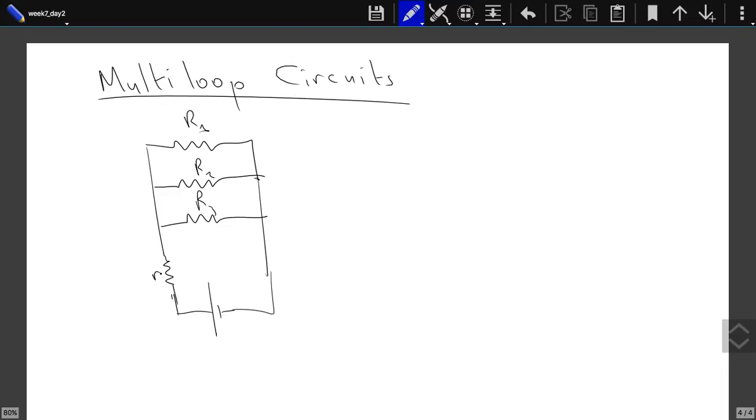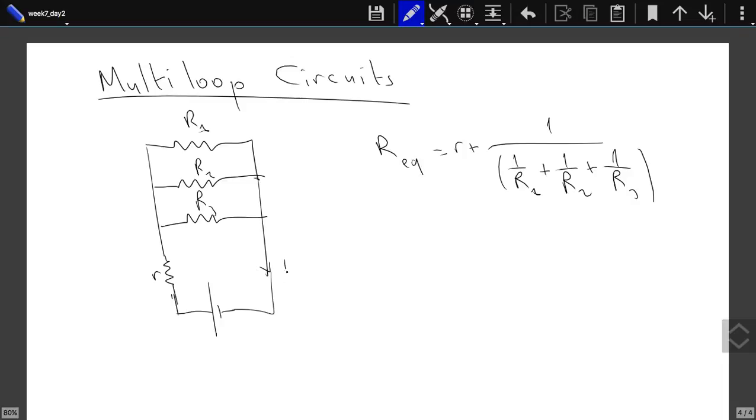Well, you probably already know that this system has the equivalent resistance of R plus 1 over R1 plus 1 over R2 plus 1 over R3 (all inverted). So basically, the inverse of the equivalent resistance of these three is this sum. And these three resistors are connected in series with this one. So that's why we add this large R. Now let's derive this one using what we already have seen.